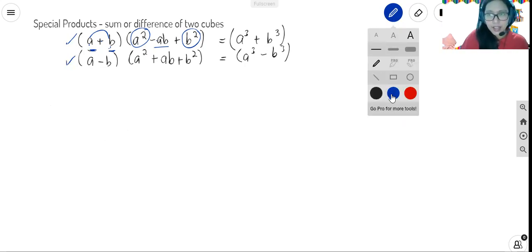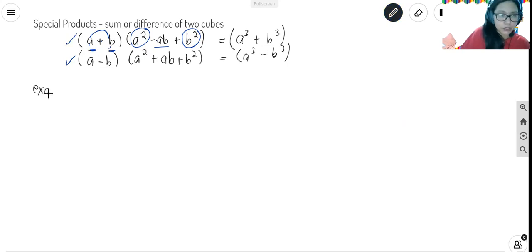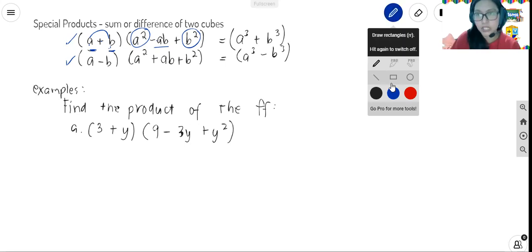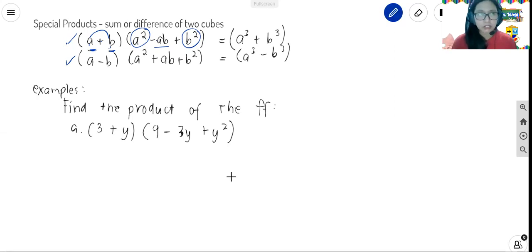So to concretize that, let us have some examples. Let's find the product of the following. Let's have 3 plus y times 9 minus 3y plus y squared. So again, before you proceed to solving it, or immediately telling that, oh, I can multiply this using sum or difference of two cubes, inspect first the different terms.